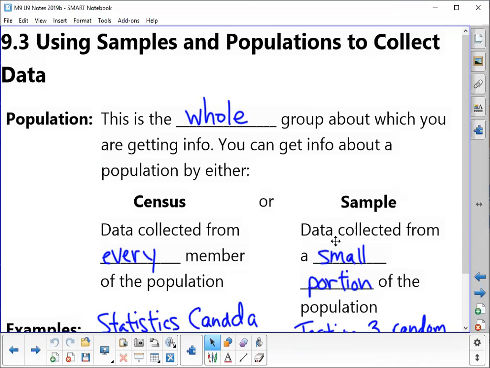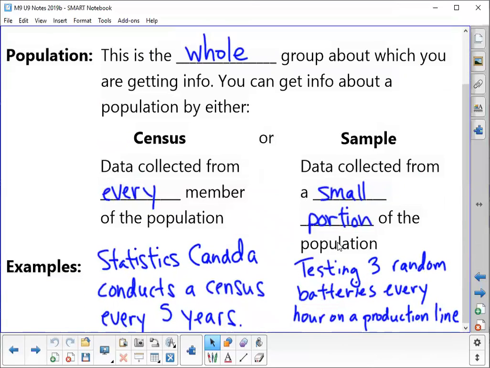So we're going to talk really quickly here about using samples and populations to collect data. A population is when you are asking everybody, the whole group, about which you are getting information. You can get info about a population either by a census, which is everybody in the population, or from a sample, which is collected from a small portion of the population.